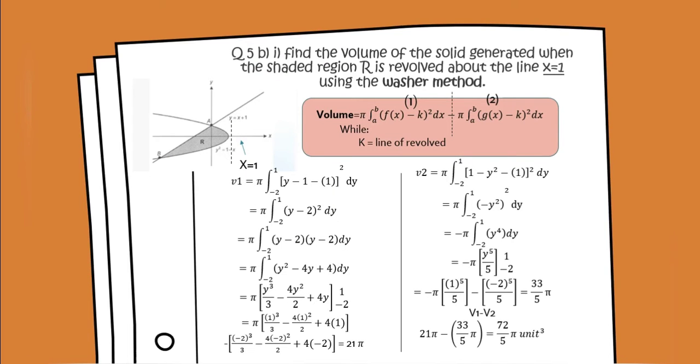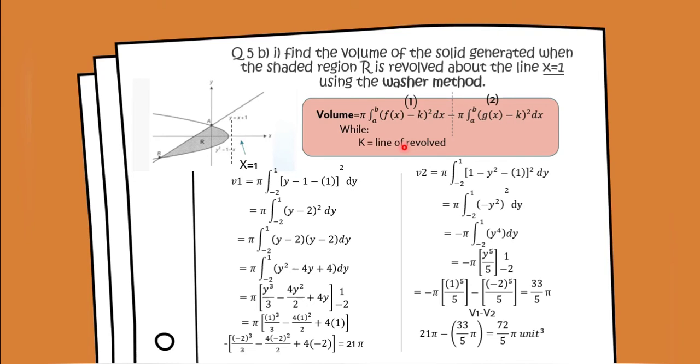For the next question: find the volume of the solid generated when the shaded region R is revolved about the line x equal to 1 using the washer method. This is the formula of the washer method. f(y) is the equation that is far away from the line of revolution, and g(y) is the equation that is near to the line of revolution. k is the line of revolution.